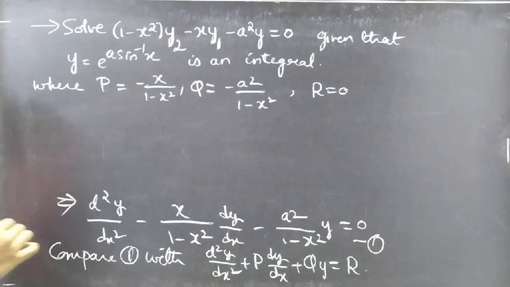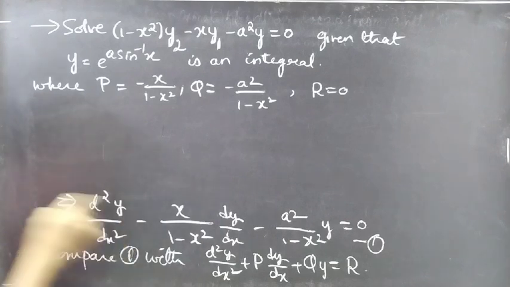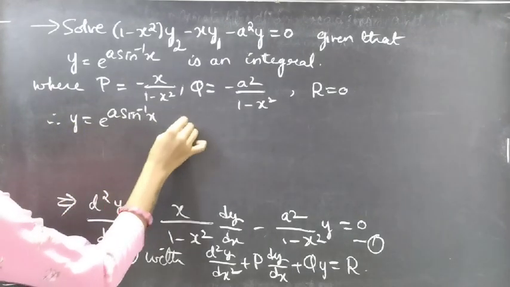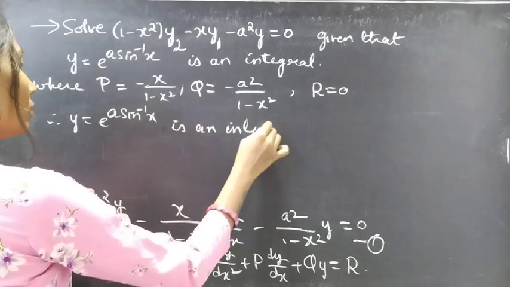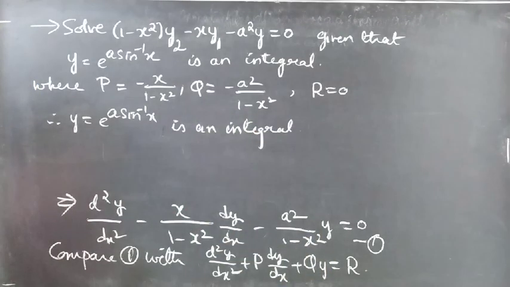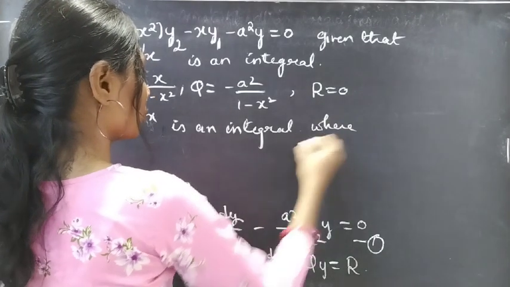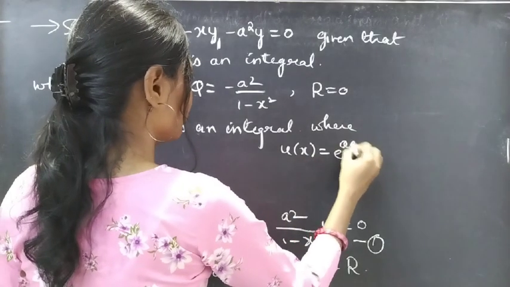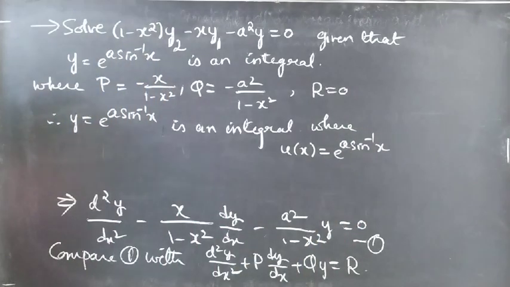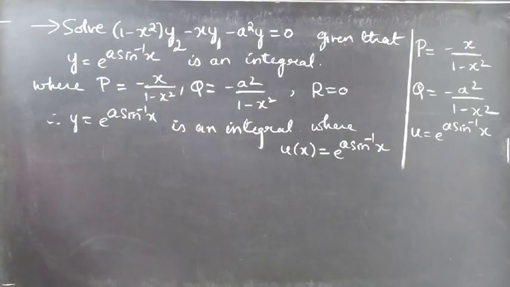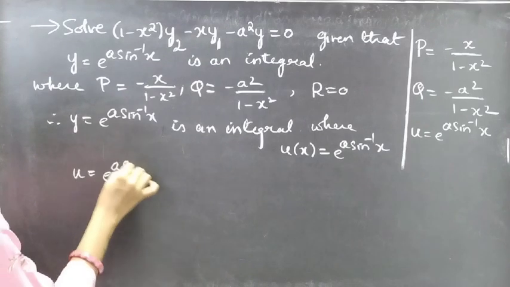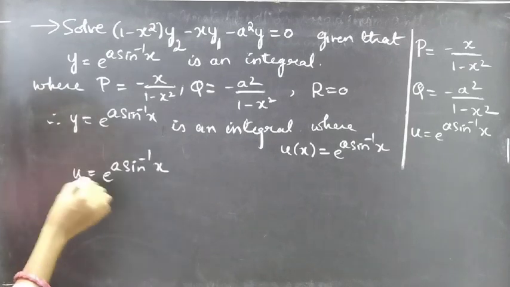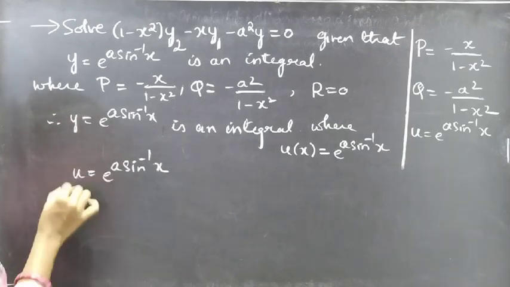Here it is not necessary to find the part of the complementary function of 1. Therefore, y equal to e power a sine inverse x is an integral, which means a part of the complementary function of 1, where u of x equal to e power a sine inverse x. So we are having u equal to e power a sine inverse x, right? Now let's find du by dx, that is the derivative of u with respect to x. So we'll differentiate both sides with respect to x.